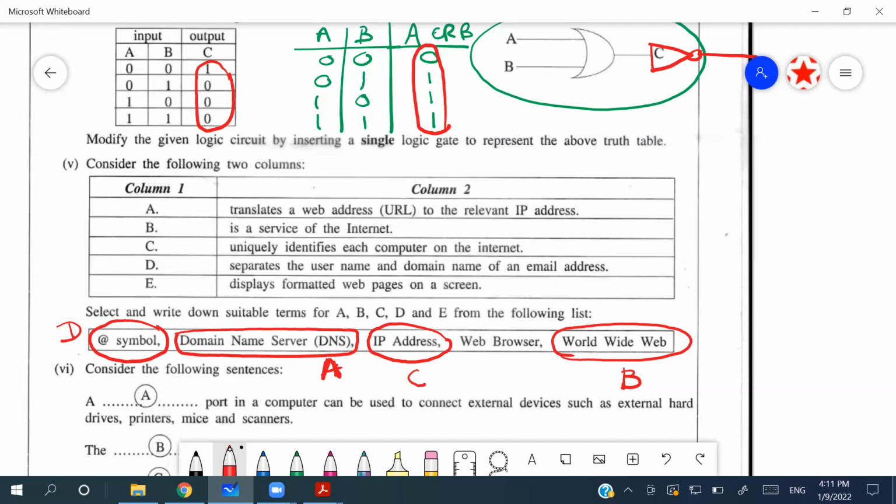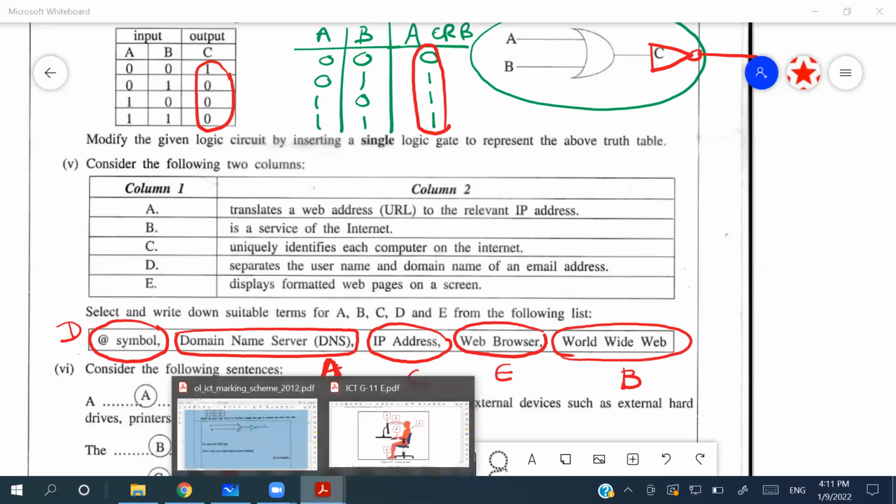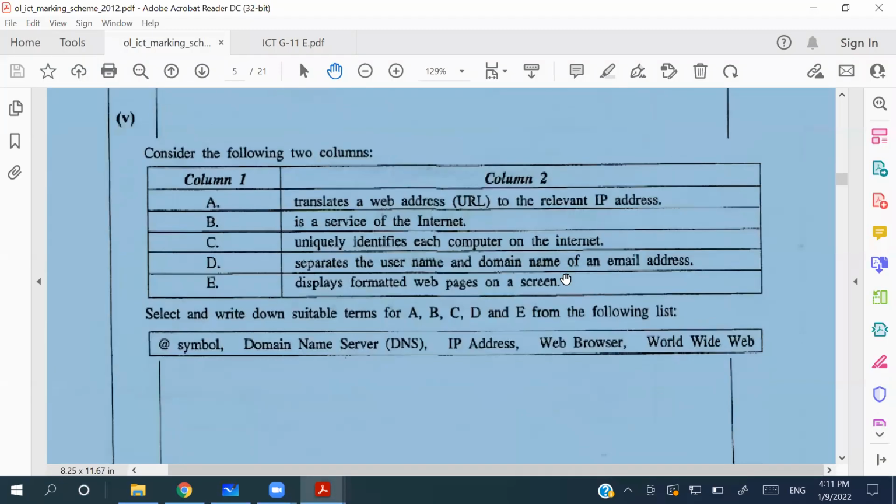That clearly says this is going to be E. Displays formatted web page on the screen. Right? So simple as that. Okay, people, is it clear up to this point? So each and everything is going to give you 2 marks. So let's see how the 5th one is going to give you the marks in the marking scheme.